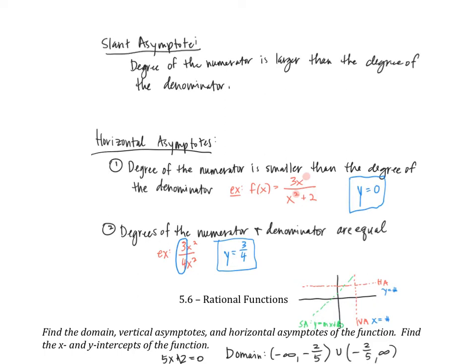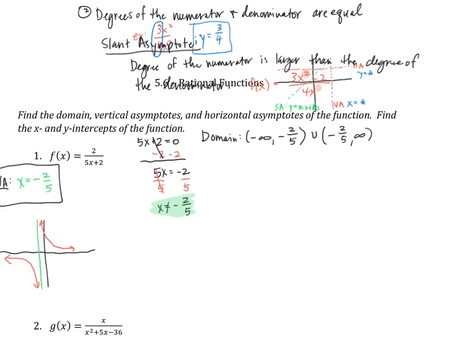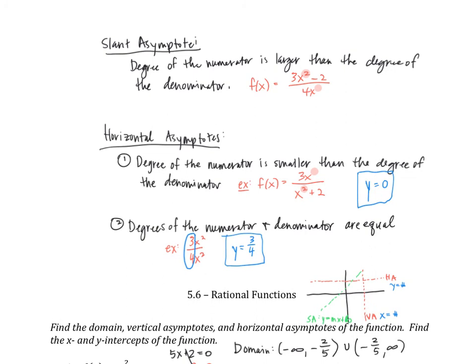When you have something like that, you're going to have to do synthetic division to find your slant asymptote. So let's say you have f of x equals 3x squared minus 2 over 4x. Here you can see that the degree of the top is bigger than the degree of the bottom. So at this point, you would do synthetic division and you would find your slant asymptote. Okay? We'll do an example like these in just a minute, but that's going to give you kind of how to find these. Whoops. All right, let me erase this.